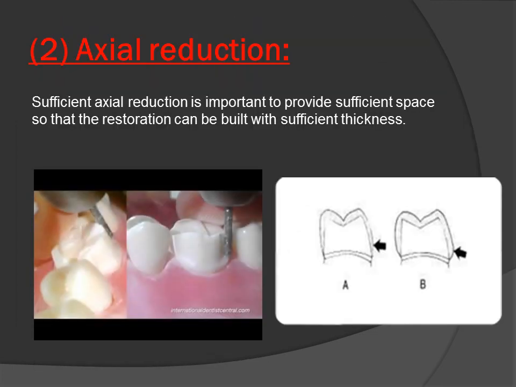Axial reduction: by axial reduction, I mean the reduction we will do on the labial, lingual, mesial and distal walls of the tooth surface. A sufficient axial reduction is important. Why? To provide sufficient space so that the restoration can be built with sufficient thickness. And a sufficient thickness will prevent flexing of the crown restoration when the occlusal forces act on the tooth.